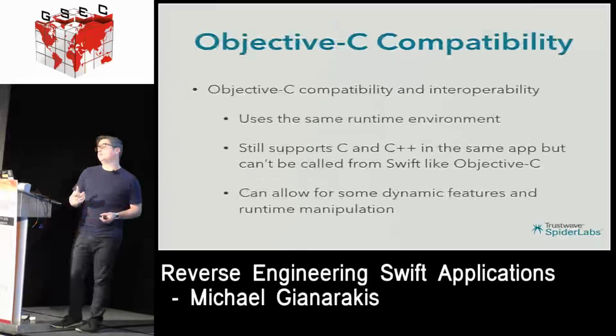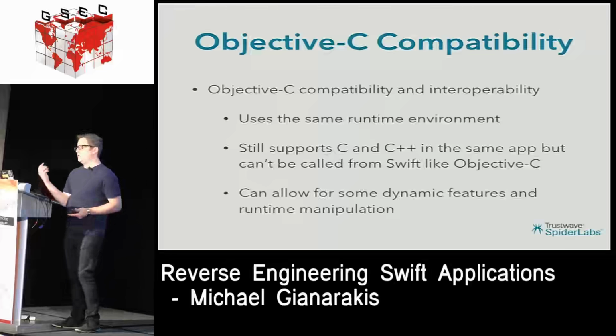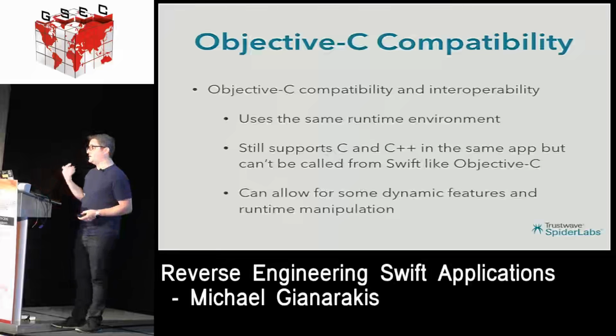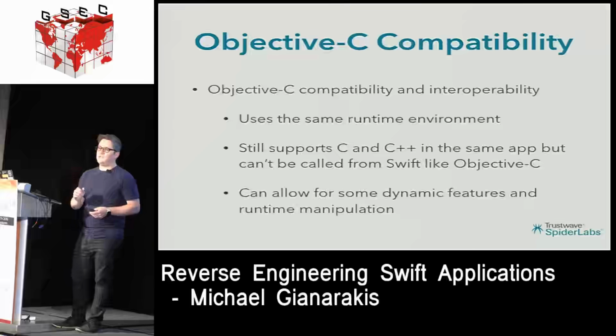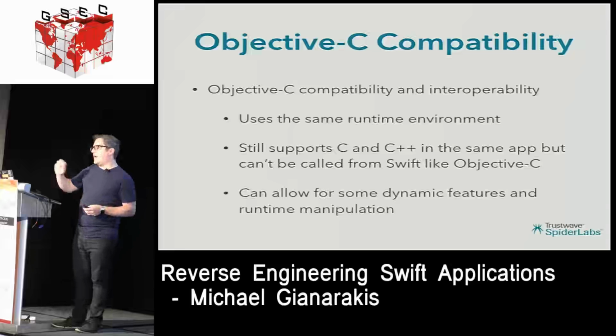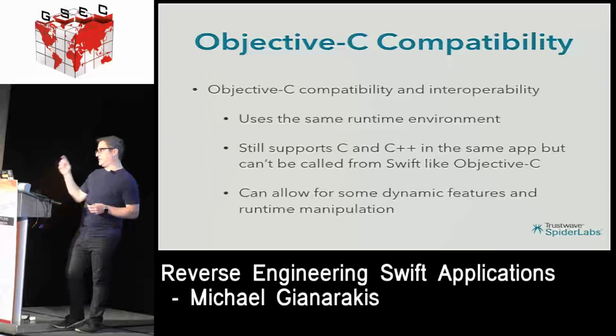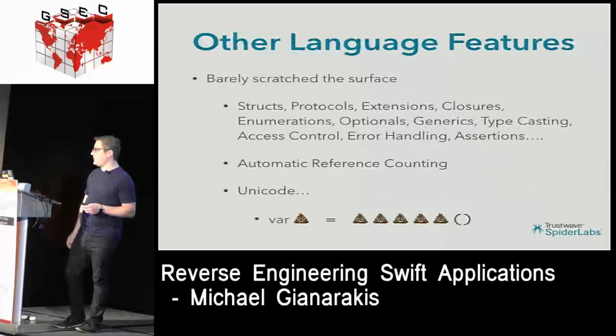There's Objective-C interoperability. So it uses the same runtime environment. It still supports C and C++ in the same app, but it can't be called from Swift like Objective-C. So C can't be called directly from Swift, but Objective-C can be called from Swift. Adding this interoperability can allow for some dynamic features in runtime manipulation, which we'll discuss in a moment.